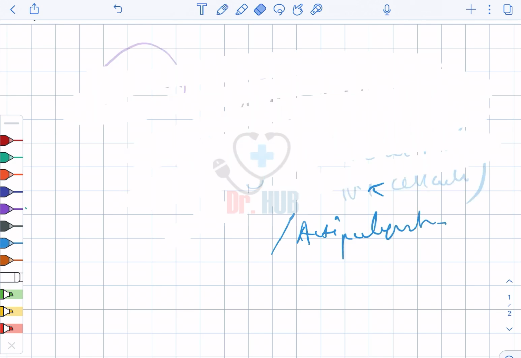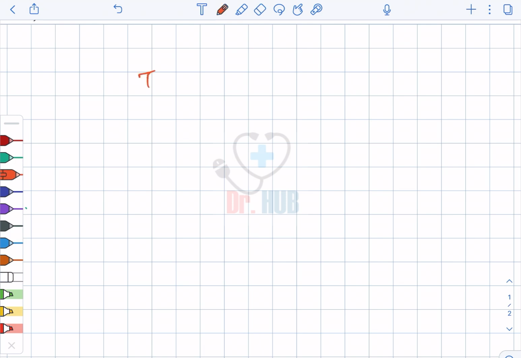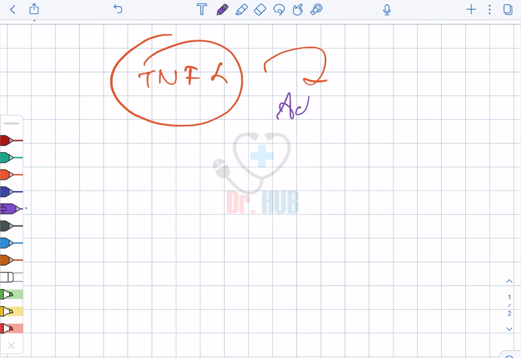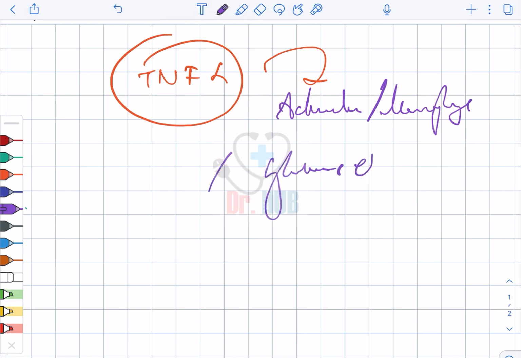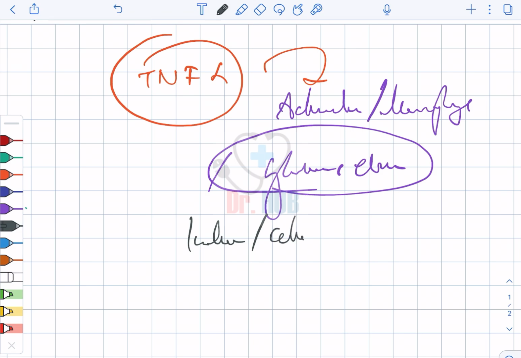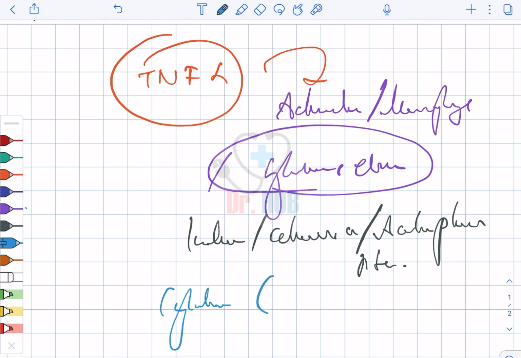Next, we look at TNF alpha. In the case of TNF alpha, it activates the macrophages as well as the cytotoxic cells. It also induces cachexia, as well as acute phase proteins and cytokines, such as IL-1 and IL-6.